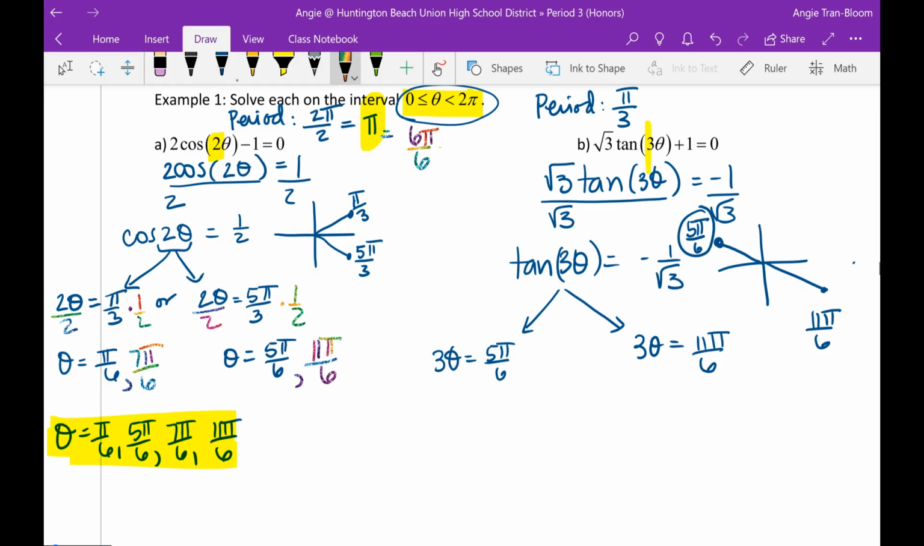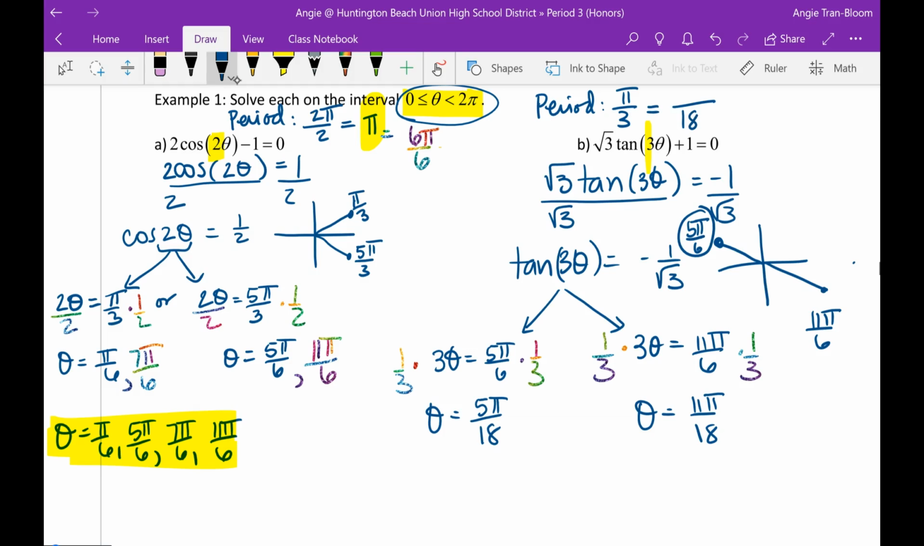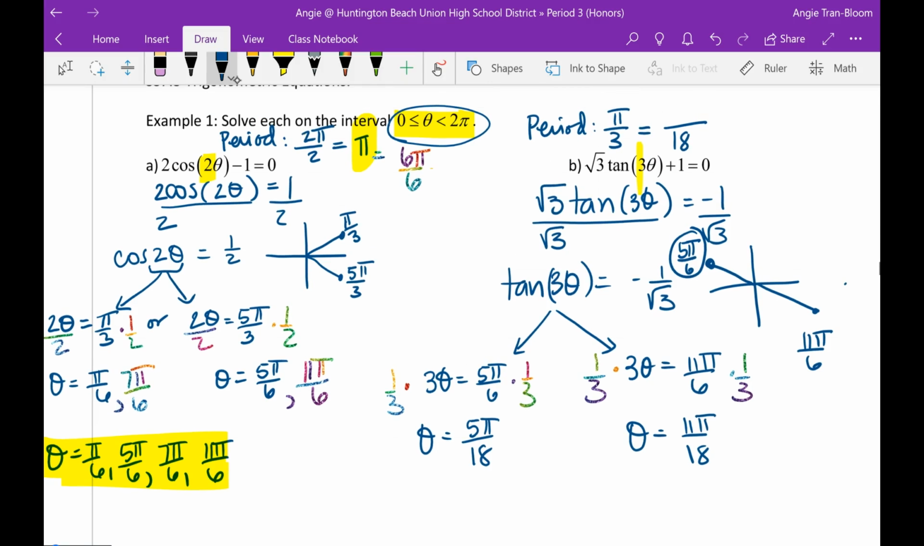Okay. I'm going to multiply both sides by 1/3. Then single theta is now 5 pi over what? 18. Then single theta is over here 11 pi over 18. Is that all? Can we box that up? No. Earlier we stated the period, which is pi over 3. Let's make it into common denominator of 18. Why, by the way? Why would that be useful for us? Because I'm just going to add, right? So if pi over 3, denominator 18, what's the numerator? 6 pi.